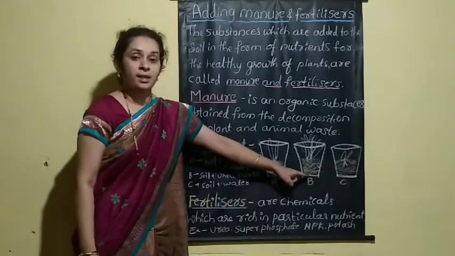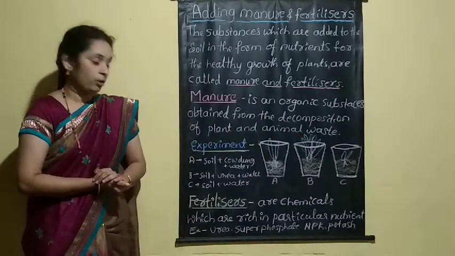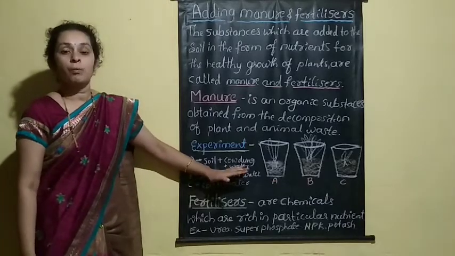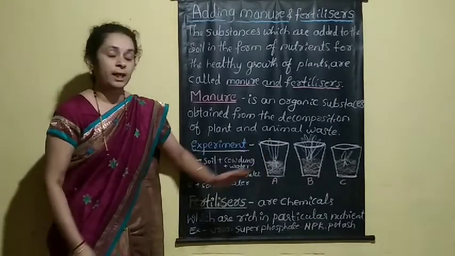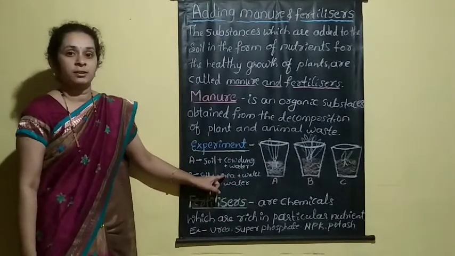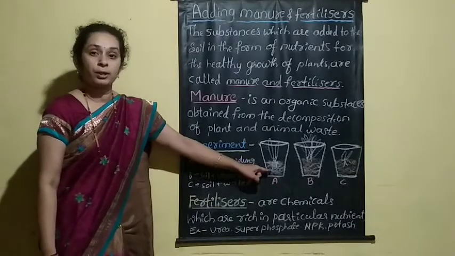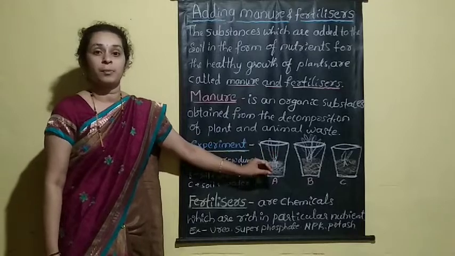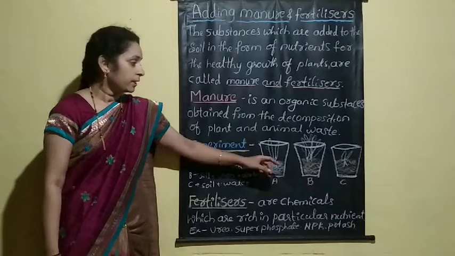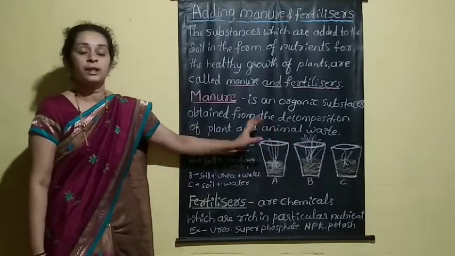Here in glass B, you will come across better growth of the plant, because here the urea will give the required nutrients for the growth and development of the plant. That is nothing but your fertilizer. And in glass A, you add cow dung, but it will not supply all the types of nutrients for the growth and development of the plant. That's why in glass B, you will come across better growth of the plant.